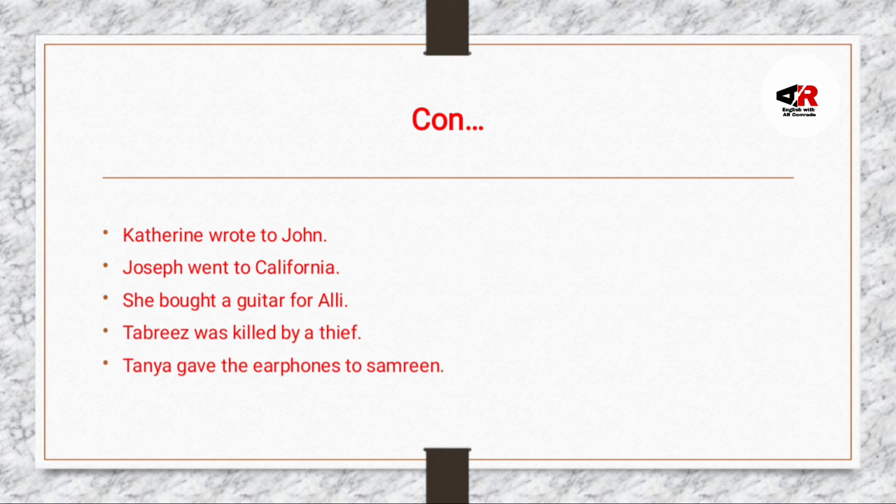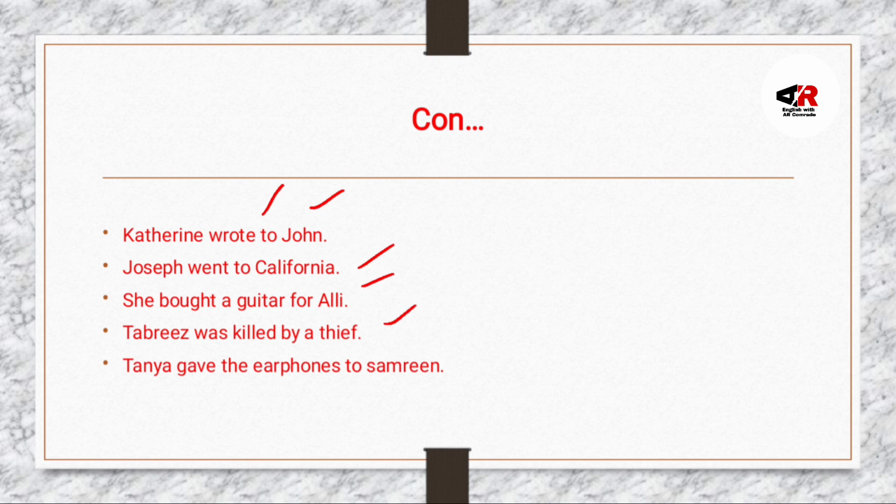And here are many examples, like: Catherine wrote to John. To is what? To is the preposition and John is what? John is a noun, but if we combine this, to is a preposition and John is a noun, so it becomes an oblique object. The same: Joseph went to California. She brought a guitar for Ellie. For is what? Preposition, and Ellie is what? That noun. But in a noun, these are oblique objects.